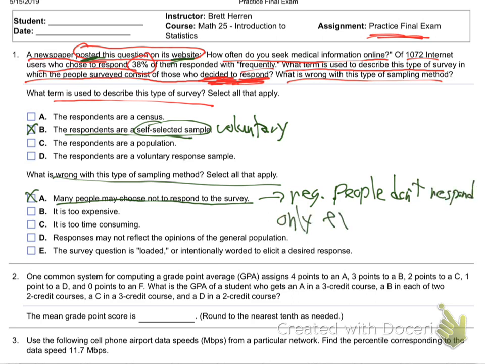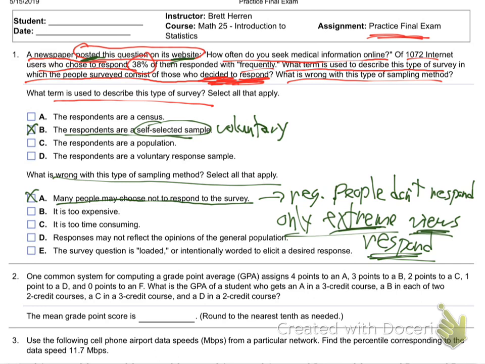Only extreme views respond, because you don't have to respond. The only people that are going to take time to respond are the people that have really strong feelings on the issue, either for or against or whatever. So you're not going to really get the true average opinion out there. You're only going to get the extreme views on the issue whenever you have a voluntary response situation.